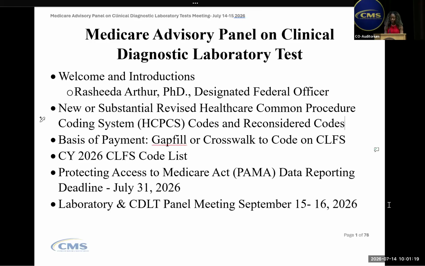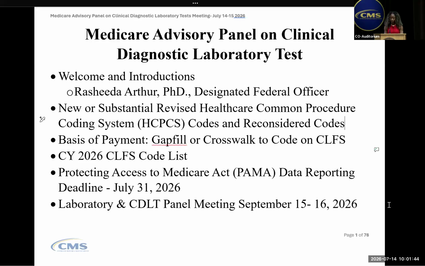Diagnostic Laboratory Test. This meeting allows an opportunity for the CDLT panel to provide input and recommendations to the Secretary and the Administrator of CMS on the appropriate basis for establishing payment amounts for new or substantially revised Healthcare Common Procedure Coding System codes being considered for Medicare payment under the CLFS for the next calendar year.